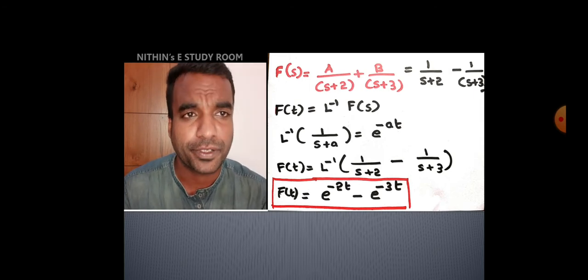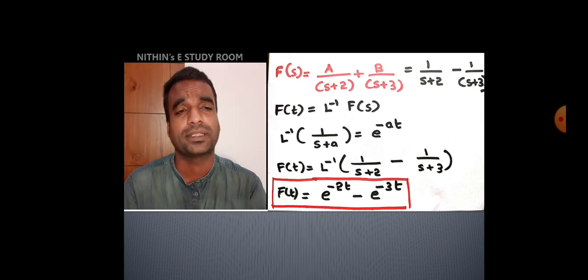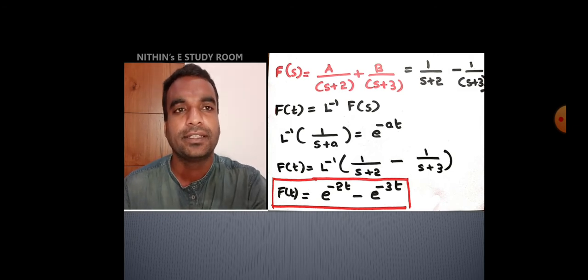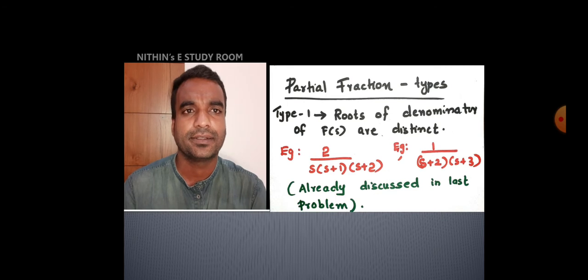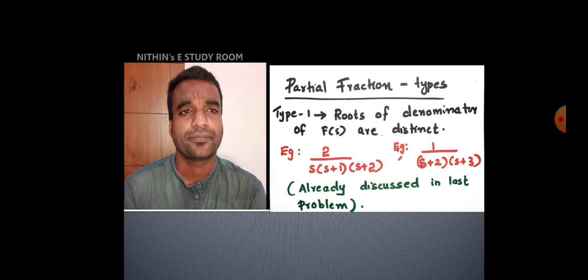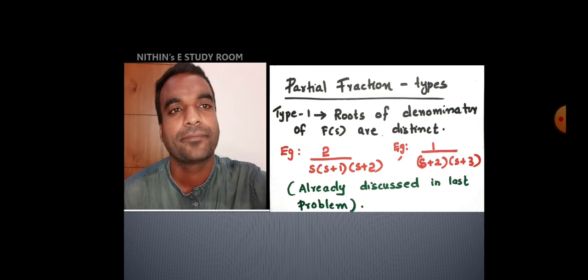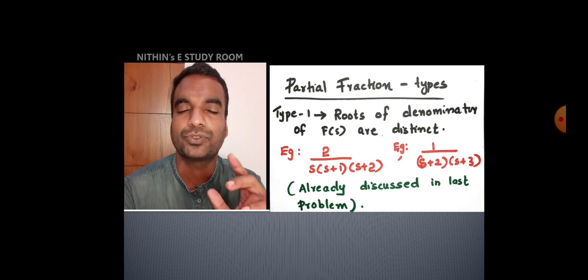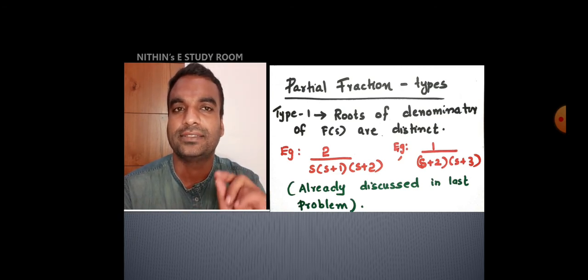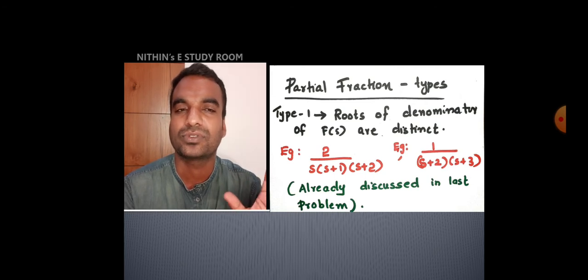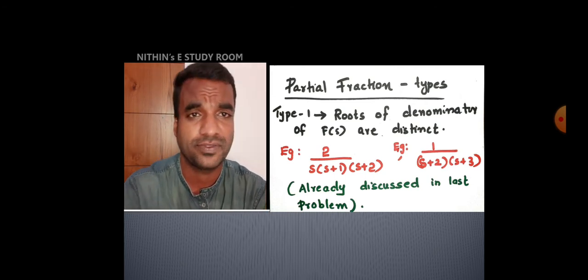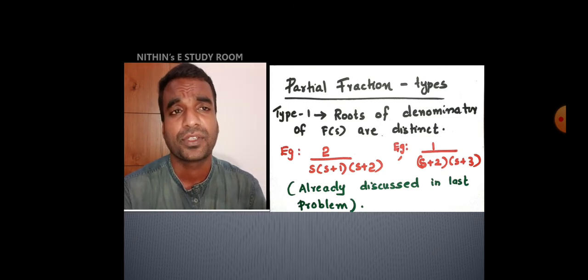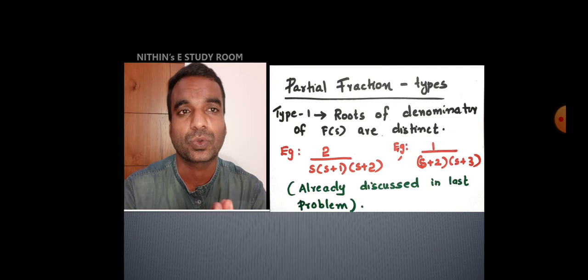But now we require some more methods in partial fraction techniques that we will deal with in the upcoming area. So, partial fraction types. Type 1: roots of the denominator of F(s) are distinct. In the last problem also the roots were distinct. The denominator was (s+2)(s+3), so the roots are s = -2 and s = -3. Both roots are distinct values, not complex values or repeating values. So the roots are distinct, different roots.